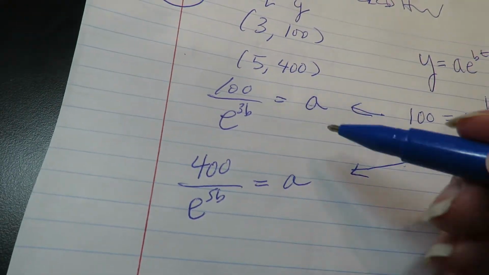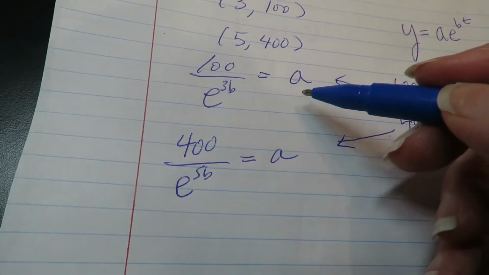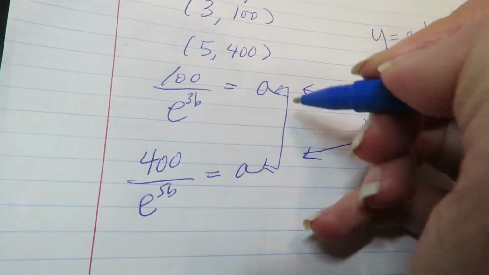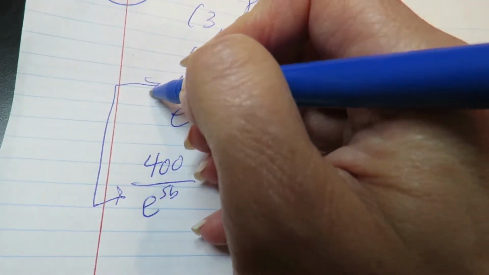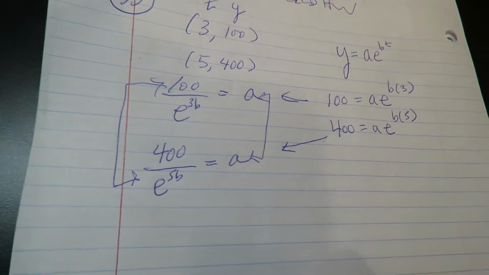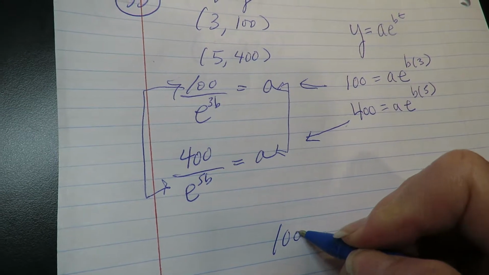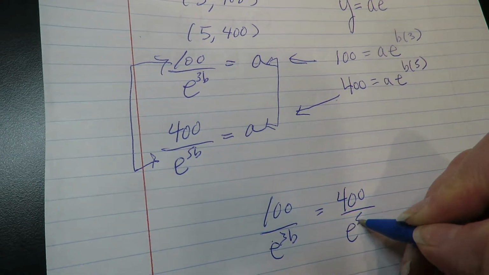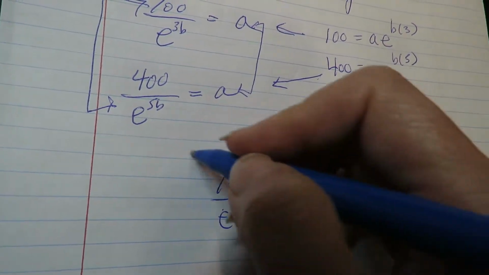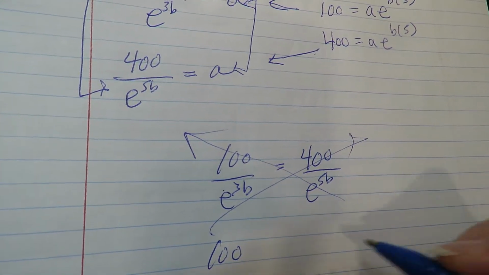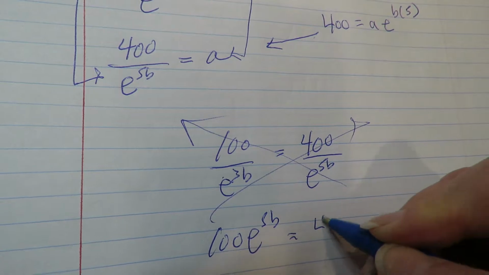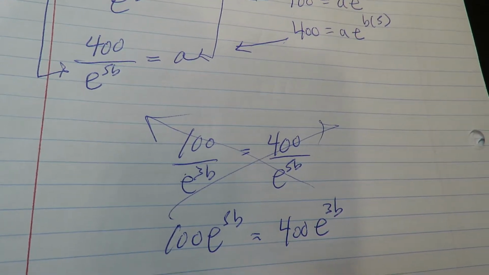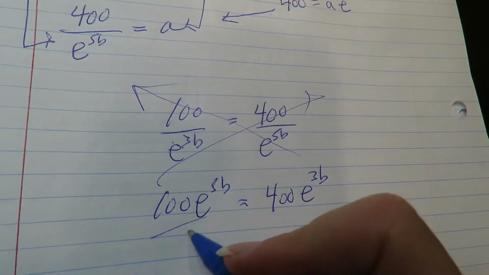All right, so what I did was I isolated both of them for A. This is the same A because it's the same problem. So now, since these are both A, these are both equal. Okay, so now I'm going to set this equal. Now I'm going to cross multiply this up. I'm going to divide by 100 on both sides.